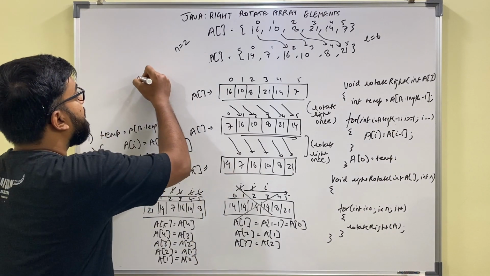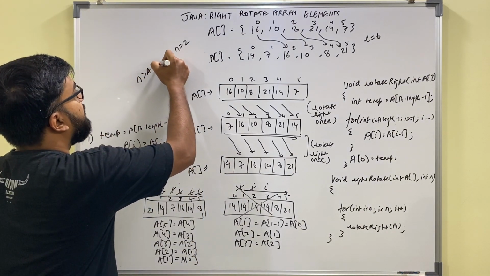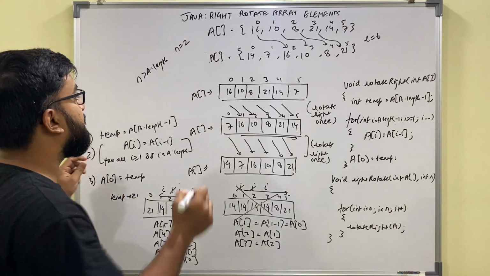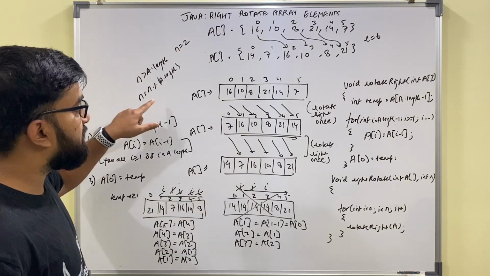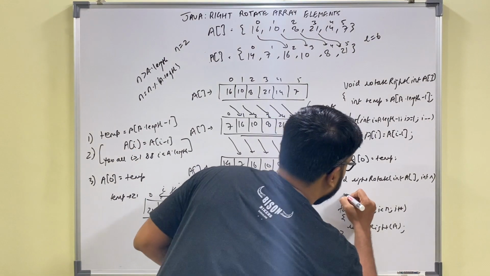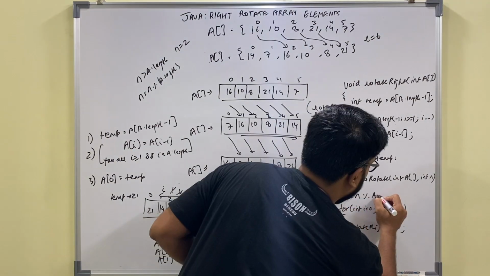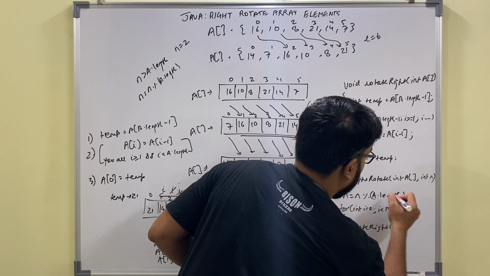One last thing. Again, as we discussed in the previous case, what if n is greater than a.length? We simply do n = n % a.length, just as we did in the previous case. So I do n = n % a.length.